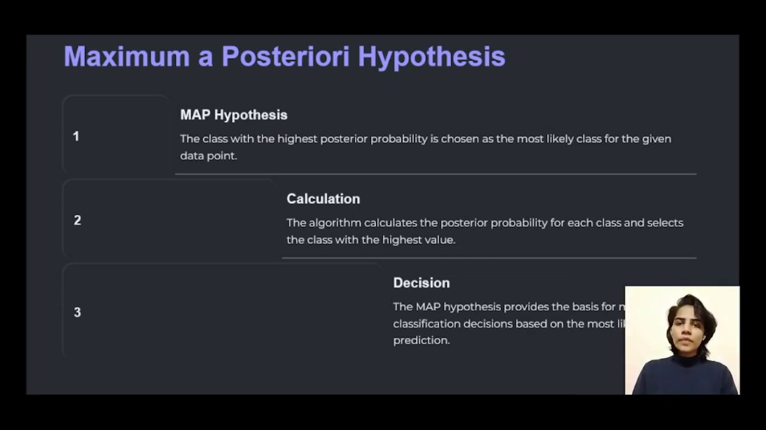Okay. So moving on to the next topic, maximum a posteriori hypothesis, or MAP hypothesis. The class with the highest posterior probability is chosen as the most likely class of the given data point. Next is calculation. The algorithm calculates the posterior probability for each class and selects the class with the highest value. Decision. The MAP hypothesis provides the basis for making classification decisions based on the most likely prediction.